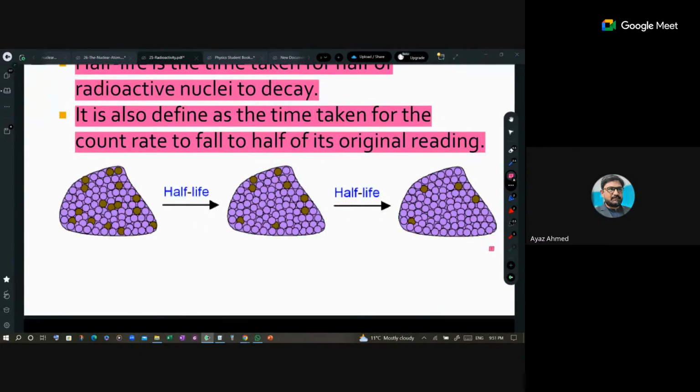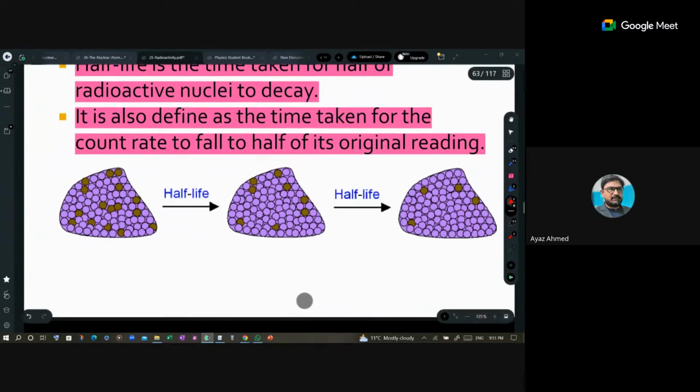So here is a very important thing to remember. It is a very important diagram. Check the brown ones. They are decreasing to half, but the original number is not being changed. Is the total number changed? There is a pile of atoms or nuclei in the first diagram. The pile is the same in the second, the same in the third. But what change do you observe?